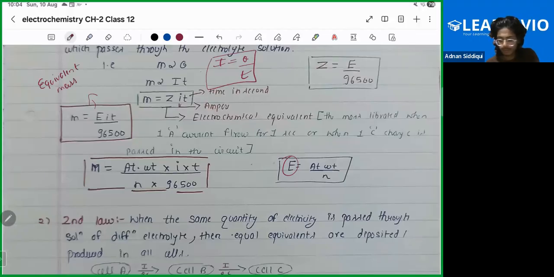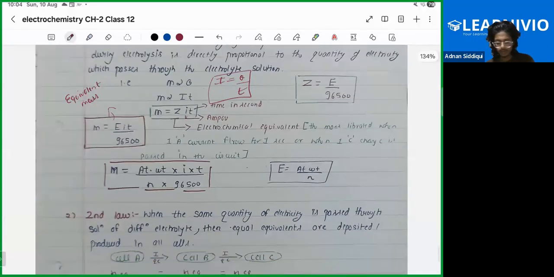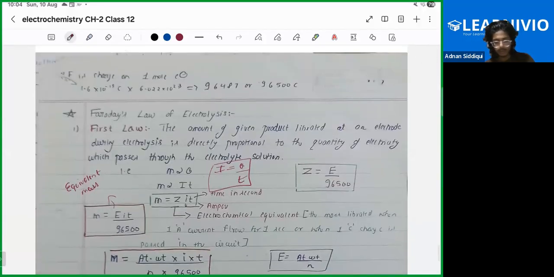And what is equivalent mass? Basically, your atomic mass divided by the n factor. We talked about the n factor in solutions while we were talking about normality. So this is your formula. And how much is 1 Faraday? I told you in the last class what 1 Faraday means: the charge on 1 mole of electrons. So you are going to get this value, 96500 coulomb.